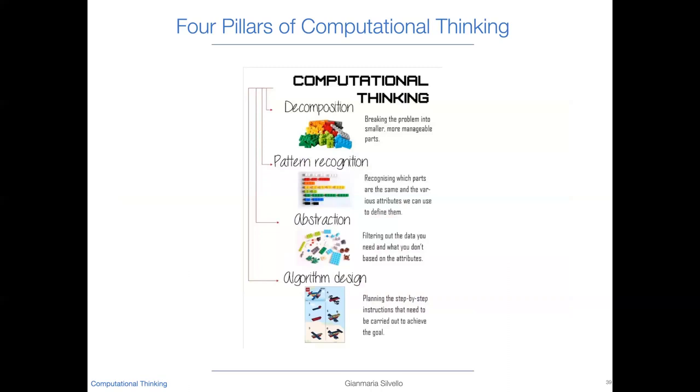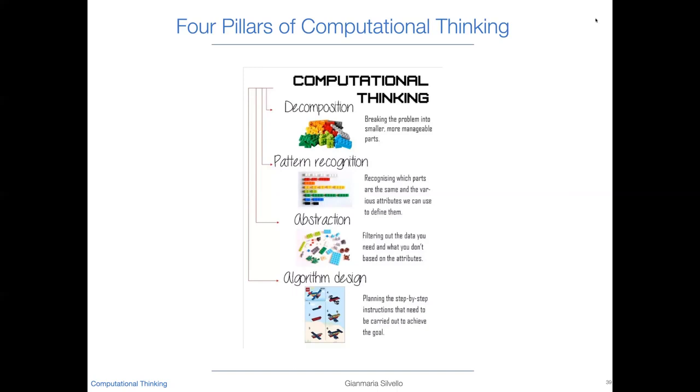Here we have another image just to sum up everything. Decomposition: breaking the problem into smaller, more manageable parts. Pattern recognition: recognizing which parts are the same and the various attributes that we can use to define them. Abstraction: filter out the data you need and what you don't need, based on the attributes that you recognized thanks to pattern recognition. And then algorithm design: planning the step-by-step instructions that need to be carried out to achieve the goal.